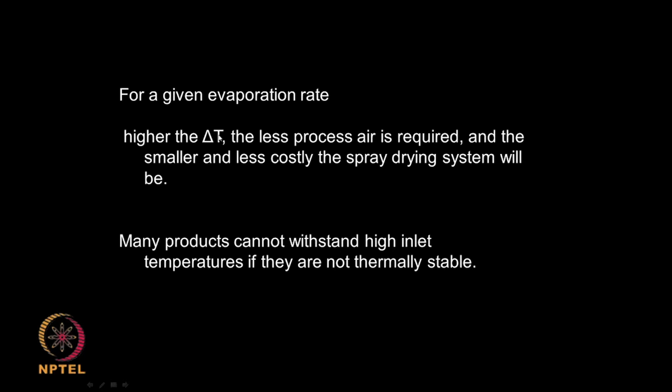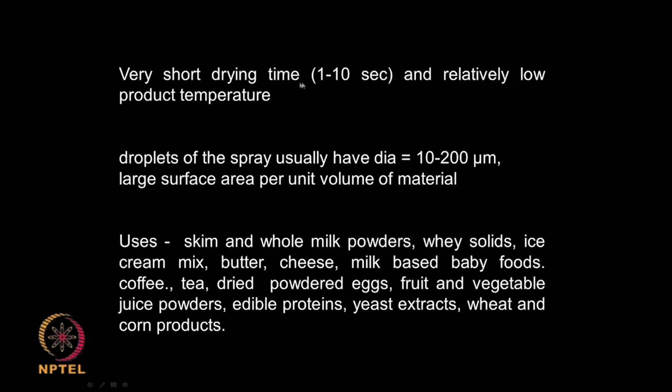But of course, if we are talking about high delta T, you have to be very careful that your material does not degrade. Okay. But if it cannot withstand very high temperature, then your delta T has to come down. If the material can withstand it, then we can have higher delta T. So, the system will be quite small. Very short drying time will give you a very low product temperature. So, your product will not get degraded. Droplets of the spray usually have diameter in the range of 10 to 200 micron. So, it gives you a very large surface area.